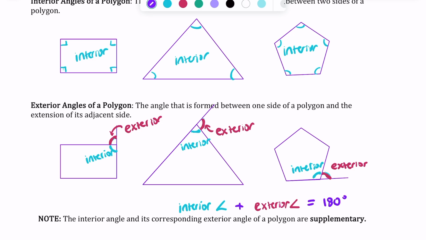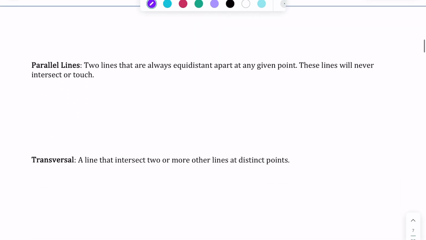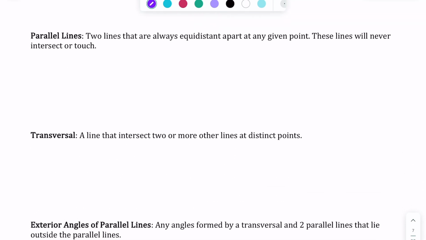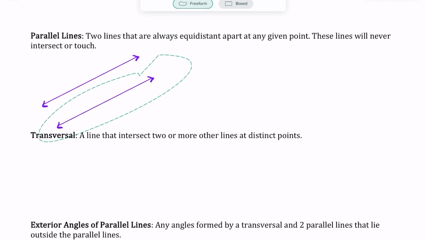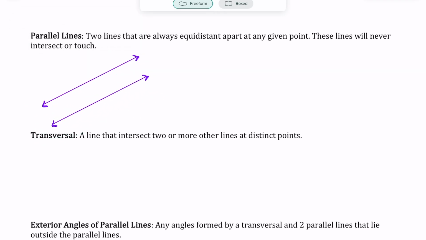Okay, moving on, parallel lines. Now, parallel lines are any two or more lines that are always equidistant apart at any given point. These lines will never intersect or touch. When we talk about parallel lines, I'm going to just draw two exact parallel lines. These parallel lines will never touch or intersect. Now remember that the arrowheads at the edge of these lines imply that they go on forever.